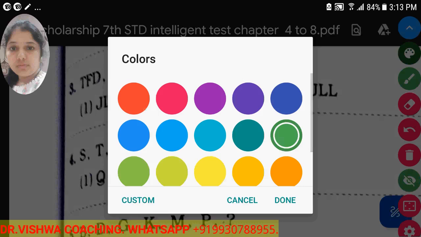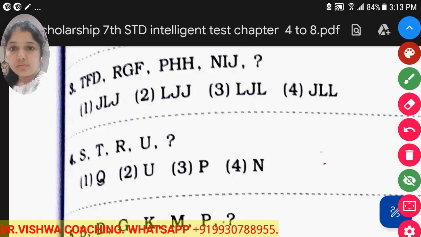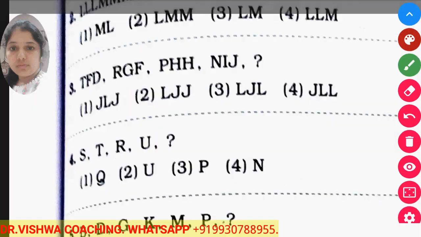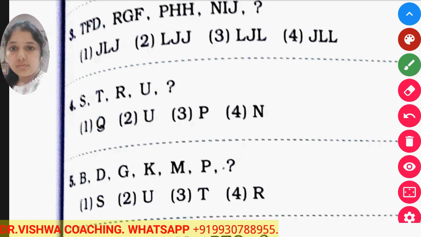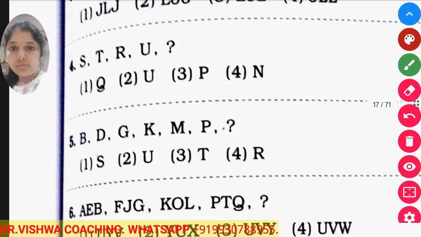Like this you have to think of the pattern when there is a group of alphabets. First alphabet of each group, is there any similarity between them? Second, third, fourth, if a group of 4 alphabets is there, or what? Now the next one again, S, T, R, U. You can find the gap between them and you can solve it. So this one is for your homework.